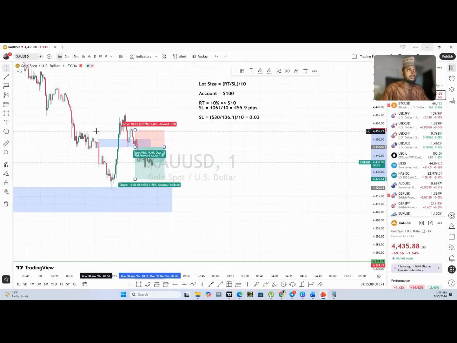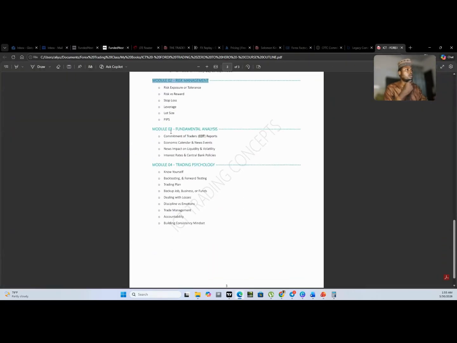So this is the end. Our next class is going to be fundamental analysis, in which we are going to learn the Commitment of Traders, COT report, which is very important and many traders don't know about it, as well as the economic calendar, news impact on liquidity and volatility, and interest rates. Those four topics are what we are going to discuss in fundamental analysis. Fundamental analysis is very deep, but these are the most common ones that we are going to discuss.